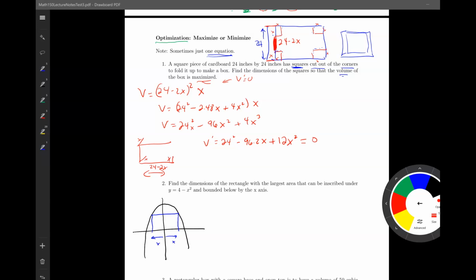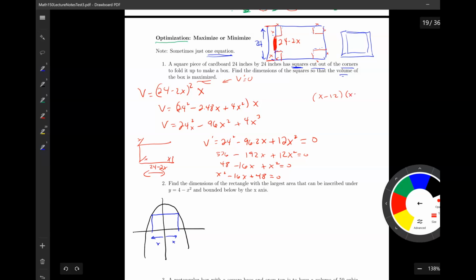Okay, so let's fix this here. So I get 576 minus 192x plus 12x squared equals 0. If I divide through by 12, I get 48 minus 16x plus x squared equals 0. So let me just write it like this so I can think about it. I think this can factor to x minus 12 times x minus 4 equaling 0. So that gives me x equals 12 and x equals 4.